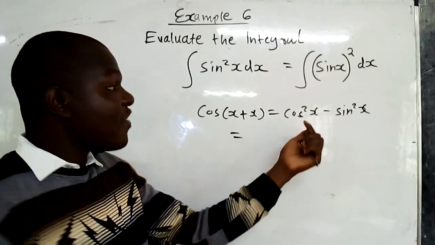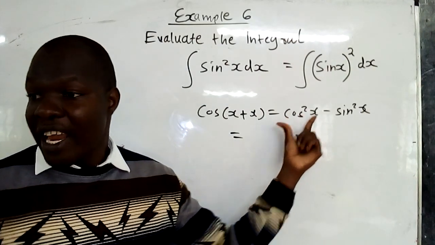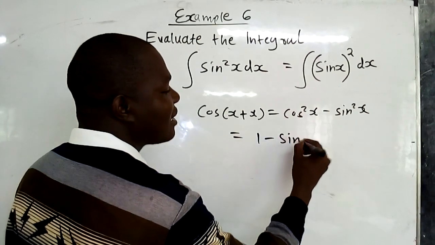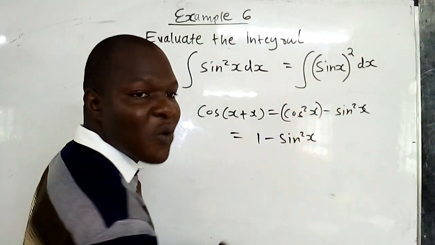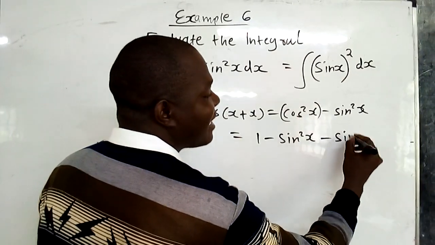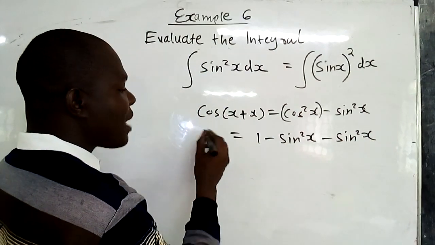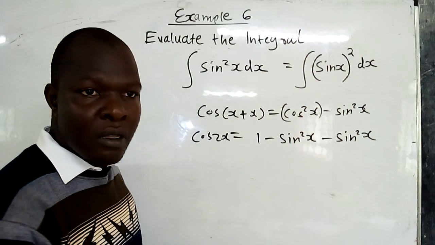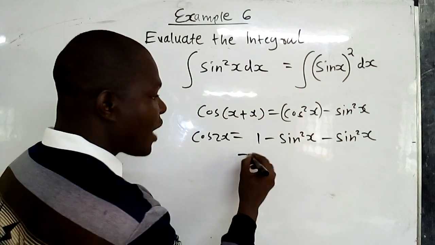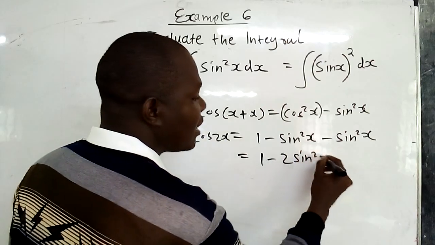Then if you key in the Pythagorean identity in cos squared x, what do you get? You get 1 minus sine squared x is the same as cos squared x, isn't it? Then minus sine squared x, isn't it? Then this side, cos of x plus x, is cos 2x. Are you seeing that? So what do you get? 1 minus 2 sine squared x.